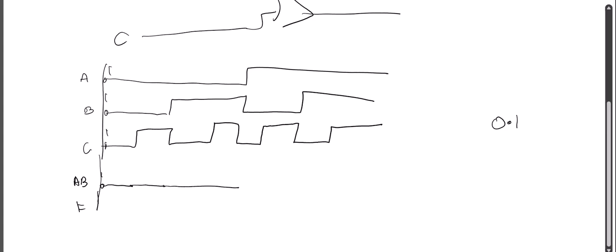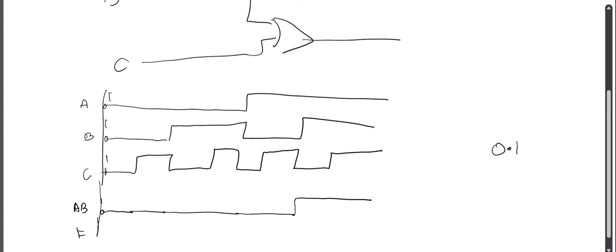And then right here it changes again, and B changes to 0, but A changes to 1. And so what's the AND of 1 and 0? Still 0. And then finally right here, I get A and B are both 1. So AB will be 1.